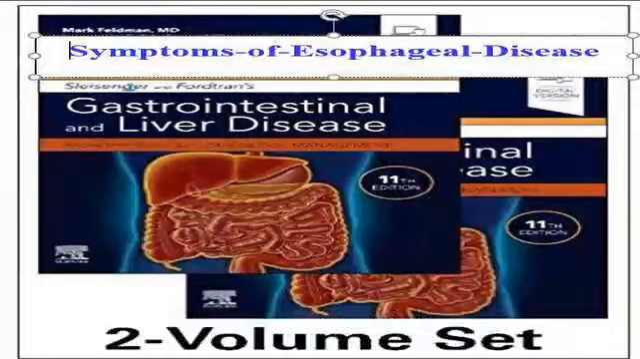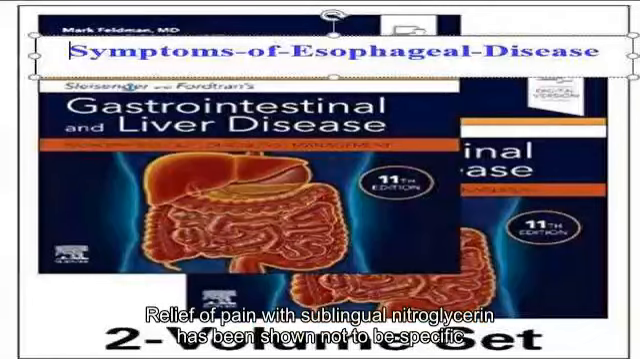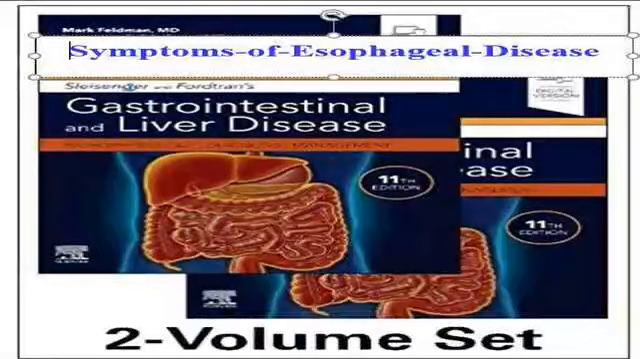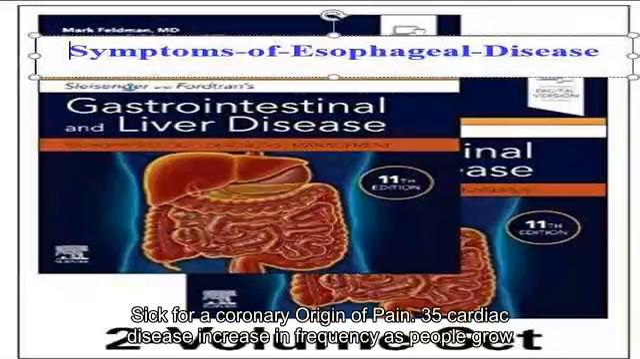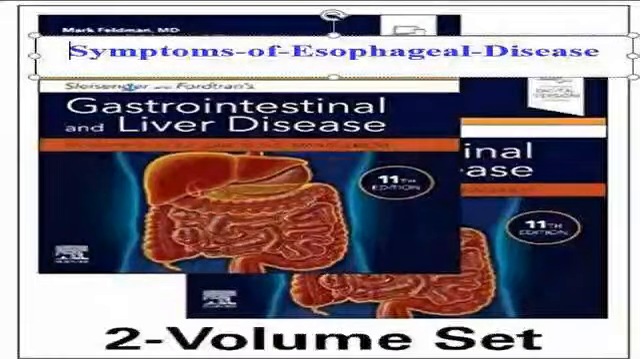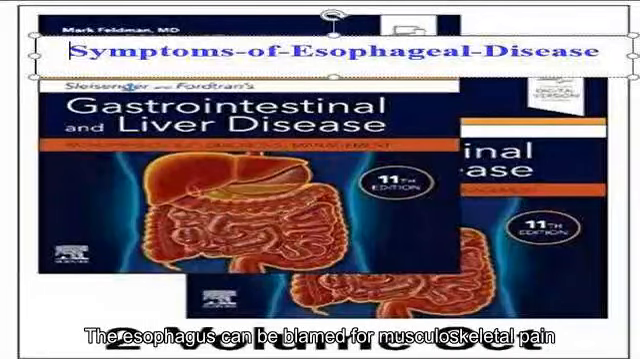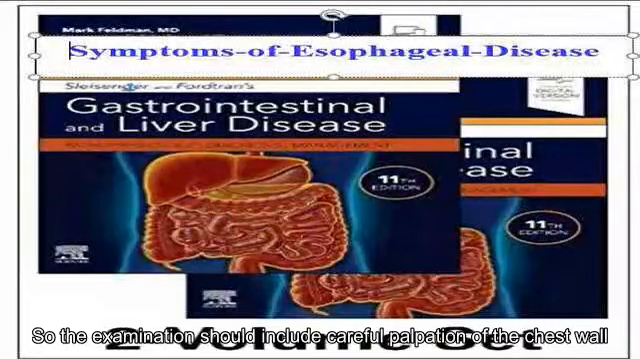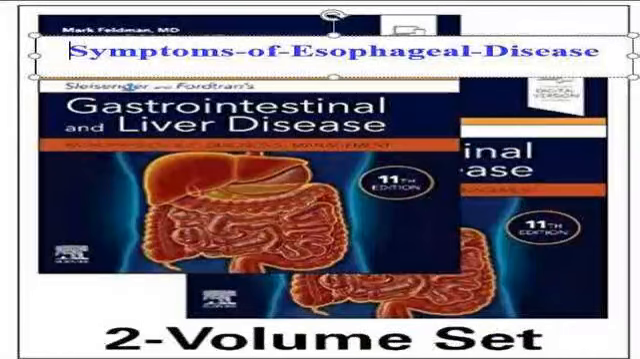Furthermore, relief of pain with sublingual nitroglycerin has been shown not to be specific for a coronary origin of pain. Cardiac and esophageal disease increase in frequency as people grow older, and both problems may not only coexist but also interact to produce chest pain. The esophagus can be blamed for musculoskeletal pain, so the examination should include careful palpation of the chest wall.